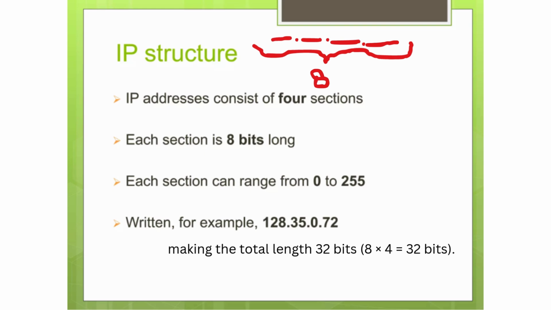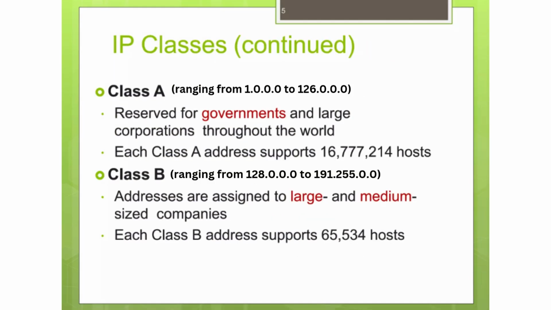An IP address follows a specific structure. It consists of 4 sections, also known as octets. Each section is 8 bits long. Each octet can have a value ranging from 0 to 255. IP addresses are categorized into different classes based on their usage and the number of hosts they support.